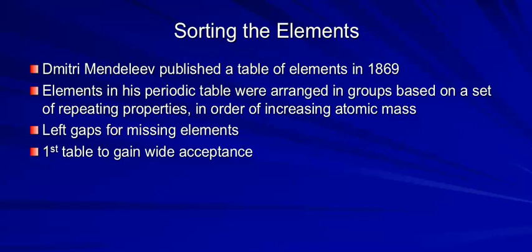Now, at Mendeleev's time, there were only about 60 elements that had been discovered. Today we have over 110. So he was able to leave gaps for missing elements because he arranged his periodic table in groups based on repeating properties. His was not the first periodic table, but it was the first to gain wide acceptance, and therefore he's often credited as organizing or developing the periodic table.